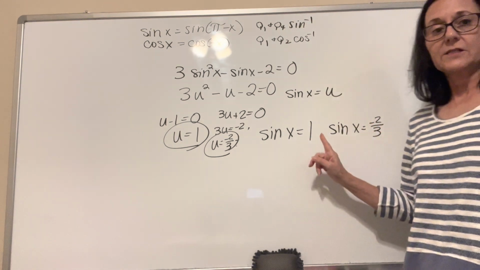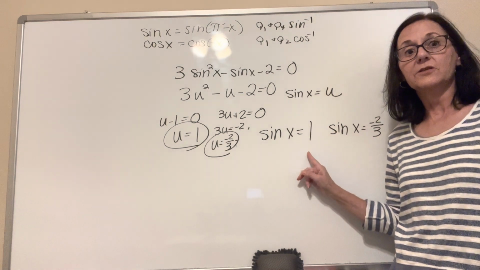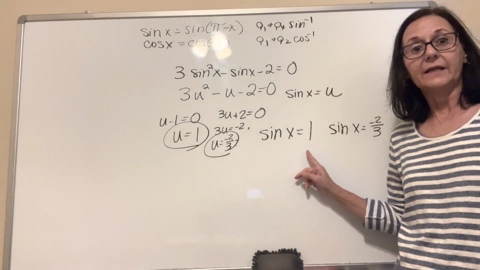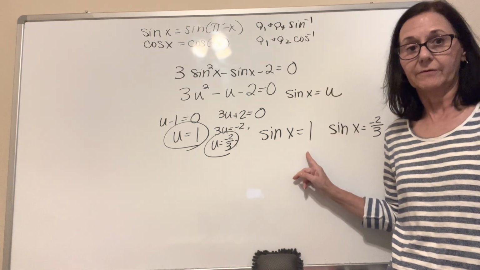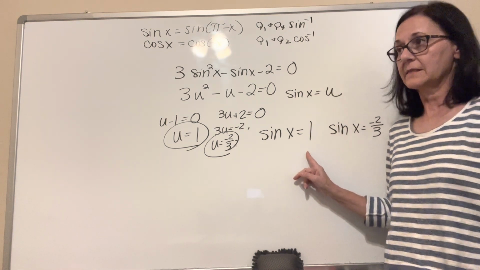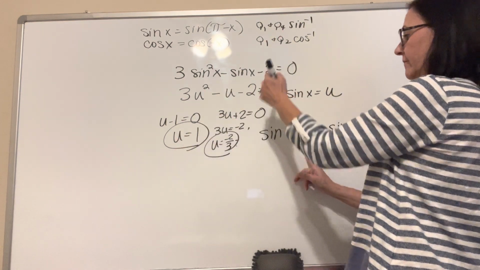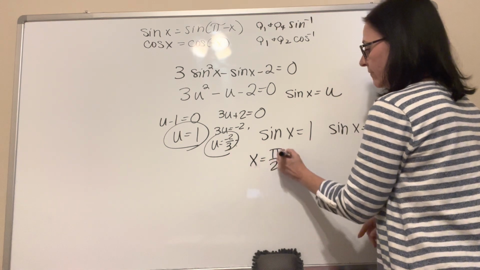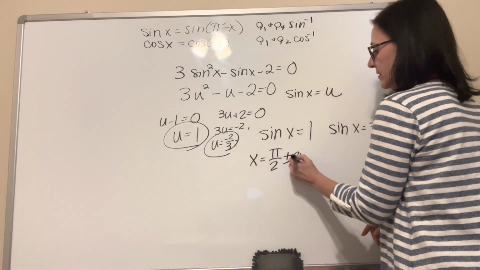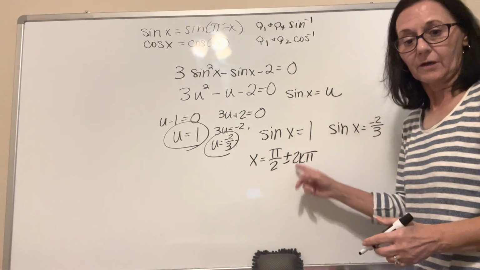All right, this one is on the unit circle. Where does the sine equal 1? It's at pi over 2, right? The sine starts at 0, goes up to 1 at pi over 2. So here x equals pi over 2 plus minus 2k pi. All right, so one solution there.